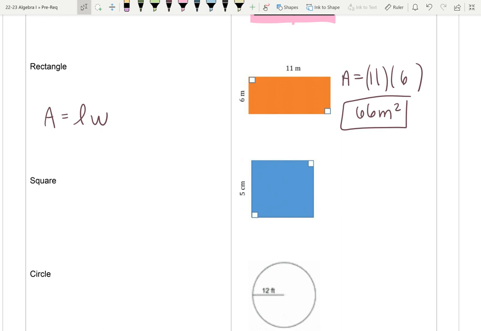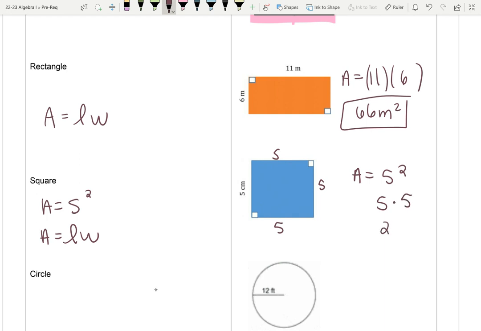For a square, you could do length times width as well. You just have to remember that a square has the same sides, so they're all 5. Another way that you could do this is take one of the sides and square it. But you can also just do length times width. So we have that the area is 5 squared, which is really 5 times 5, or 25, and that is in centimeters squared.